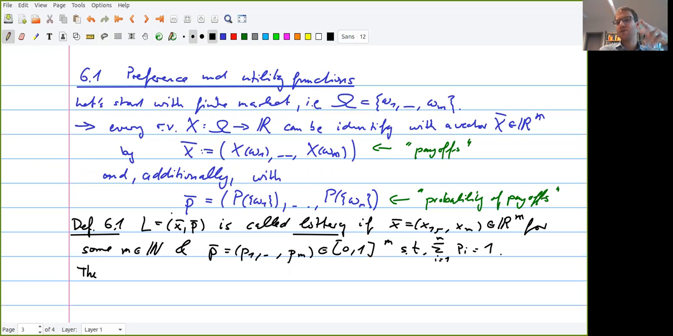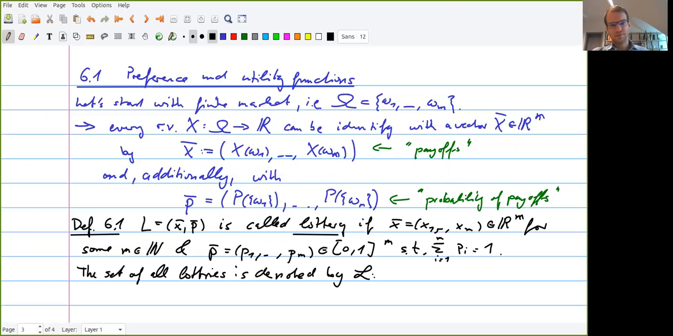So if I have a random payoff in the context of preference, they're called lotteries. Well, this is what a lottery is. You bet on the future. And then the payoffs, which can be described here by m elements, appear with different probabilities. And then the set of all these lotteries is denoted by L.